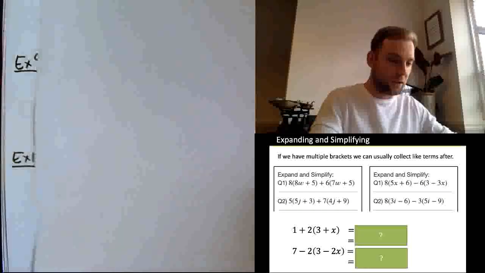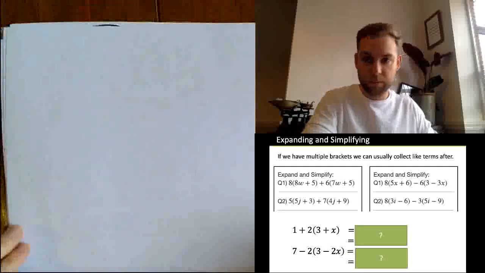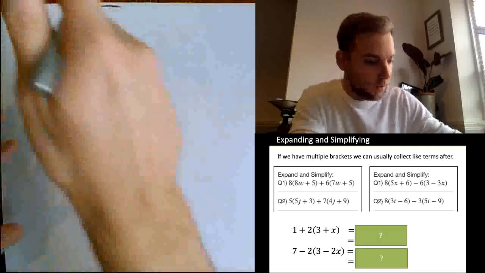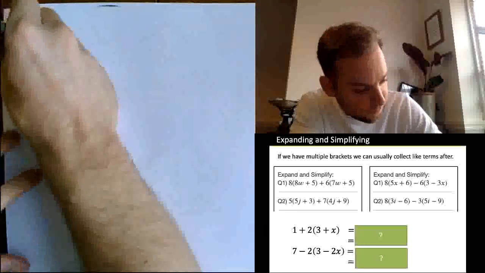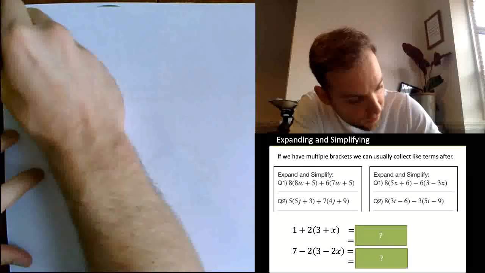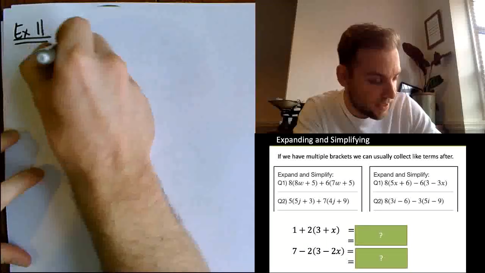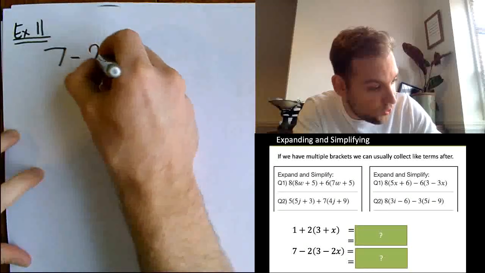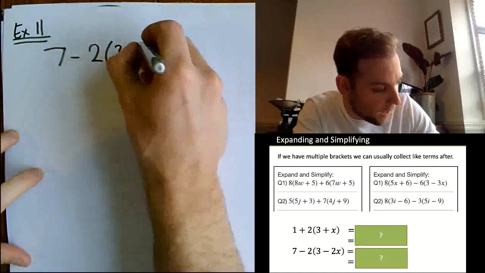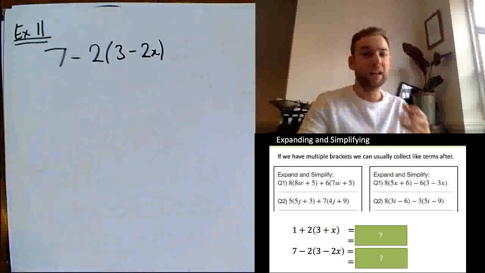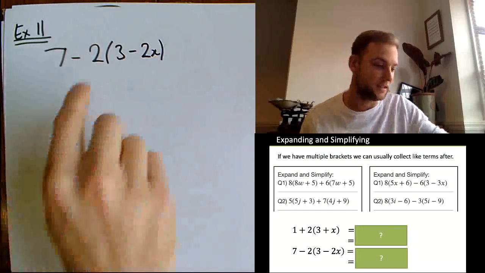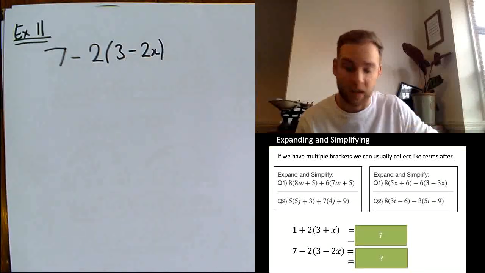So here we've got example 11. Last one, and then we'll have a go at some of these. And this one is 7 minus 2 lots of 3 minus 2x. And I think when I say it like that, it does become a little bit easier because it's 2 lots of this, so I know that I need to do that first.